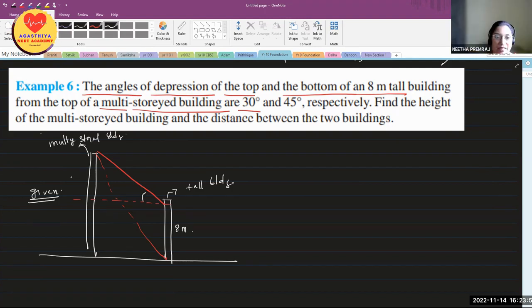Top is 30, bottom is 45. Very good, 45. Okay, find the height of the multi-storied building. The height of the building is what? This is the question.